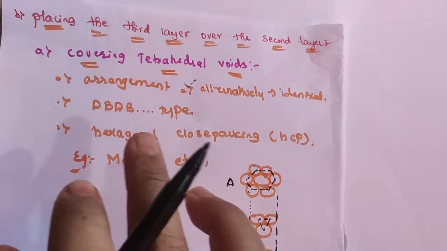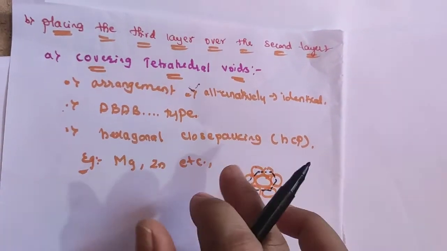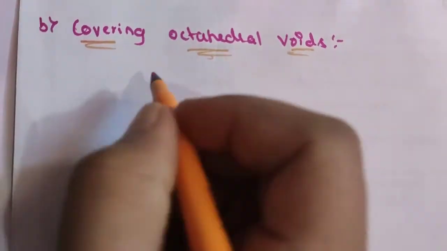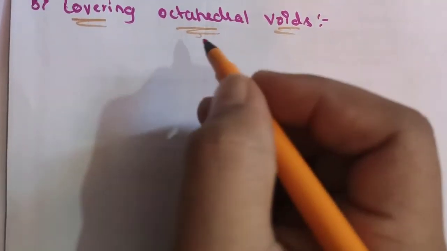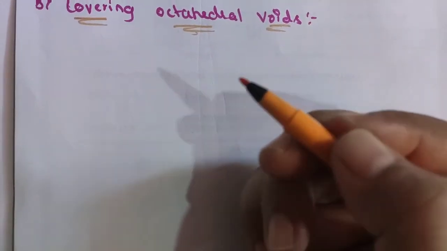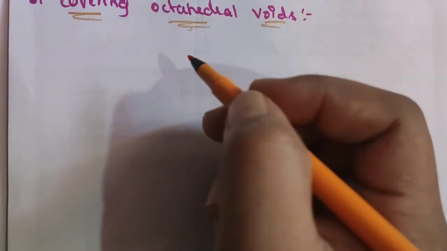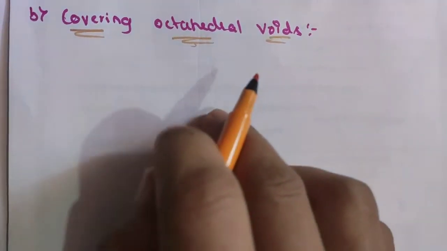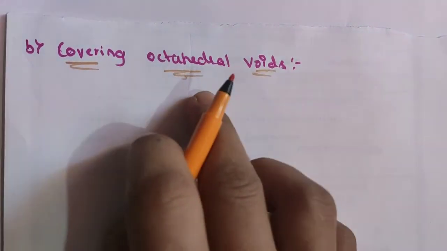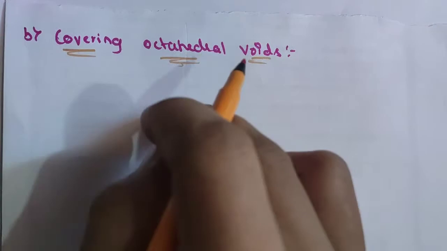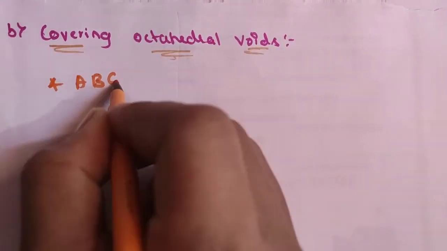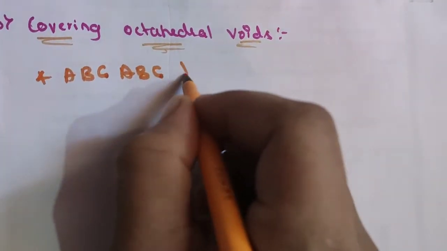Next we shall discuss covering octahedral voids. In this arrangement the spheres of the third layer cover the octahedral voids of the second layer. Here the arrangement in the third layer resembles neither the second layer nor the first layer. Continuing like this, the fourth layer resembles the first layer, and so on. This type of arrangement is represented as ABC type.